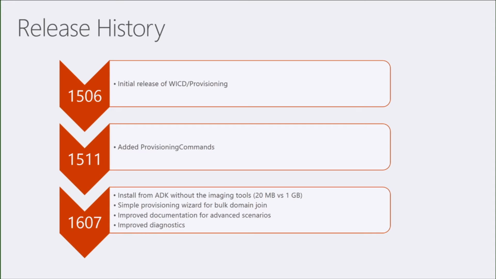And then in Redstone 1, or the 1607, the release that just came out, this is where we decoupled it from the imaging tools within the ADK, so at least you can install it standalone. And so now it's a smaller install. We added the simple provisioning wizard for bulk domain join. Even though it's just limited functionality for the simple wizard today, this is something we're going to be investing in very heavily going forward, because the simple UI lets us do a lot more type checking and making sure that everything is done properly. There's no chance of messing it up. And so that's an investment area going forward. And we improved the documentation and the diagnostics.